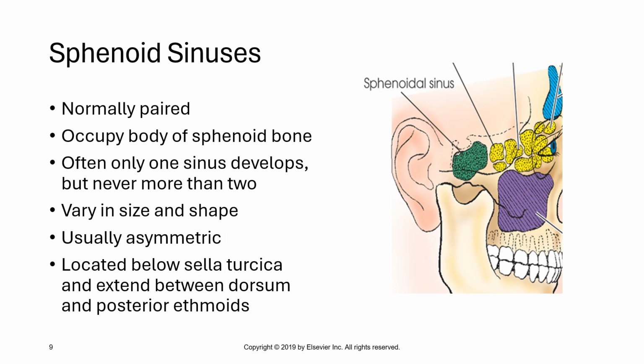Okay, so it's right below the sella turcica and extending between the dorsum and posterior ethmoids. So basically underneath the sella turcica, superior to the nasopharynx, and posterior to the ethmoid sinus bodies, or the ethmoid air cells, as they're often called.